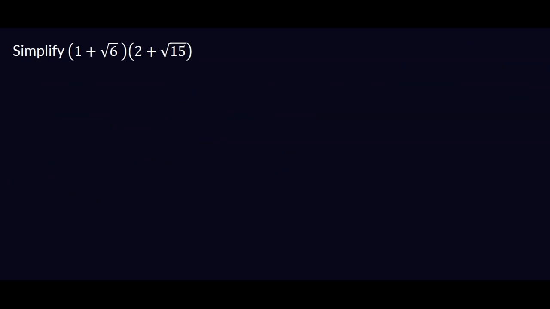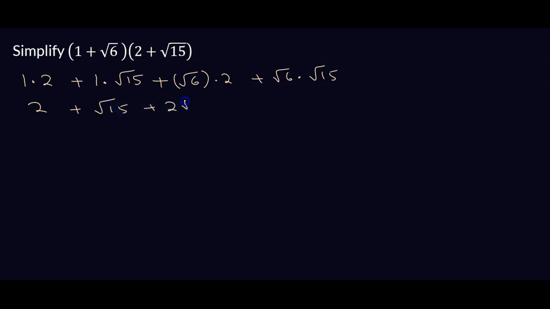The next one, we have 1 plus the square root of 6 multiplied by 2 plus the square root of 15. So the first terms are 1 and 2, 1 multiplied by 2, plus our outer terms are 1 and square root of 15, 1 multiplied by the square root of 15, plus our inner terms are square root of 6 multiplied by 2, and our last terms are square root of 6 multiplied by square root of 15. So we have 2 plus square root of 15 plus 2 square root of 6.